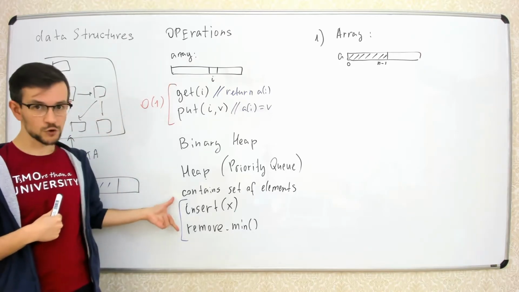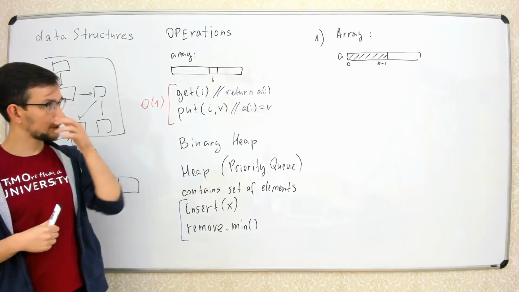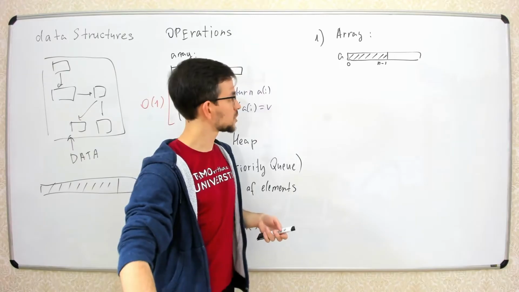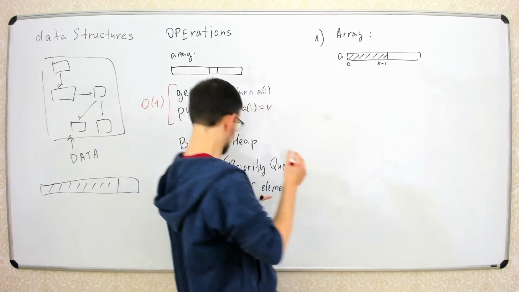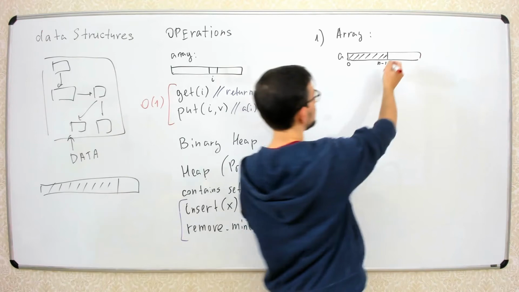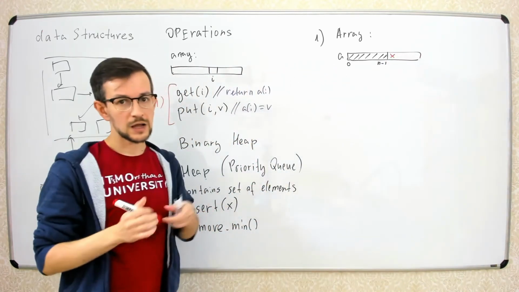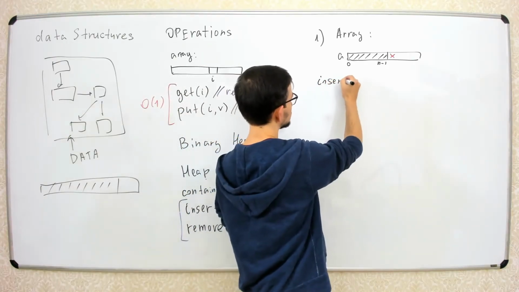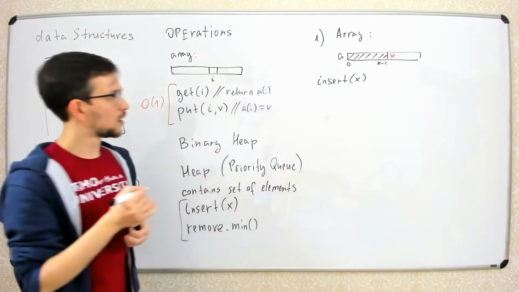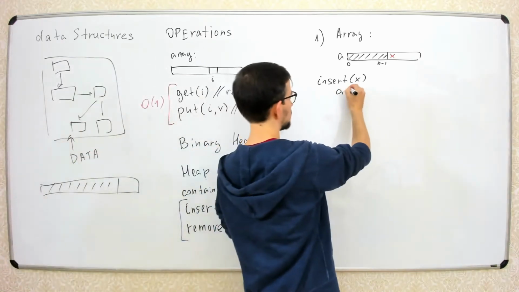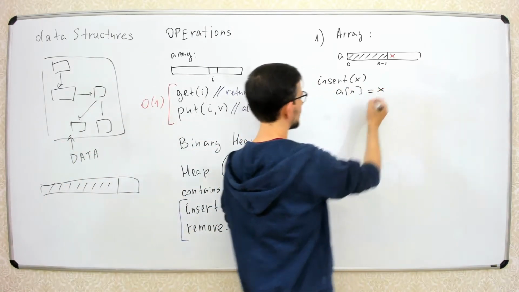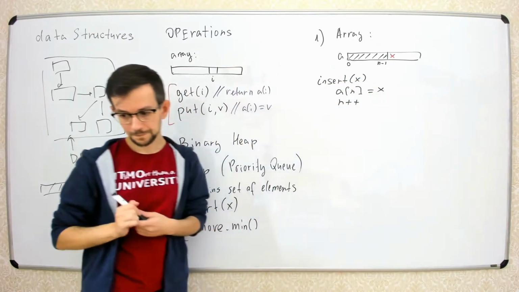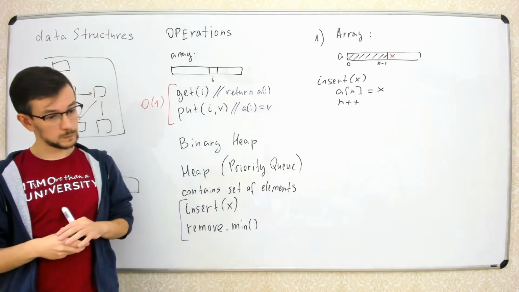Now let's implement these two operations. The first operation is insert an element. We need to insert a new element into our array. Easiest way to do this is just insert it in the last position. So we will get this element x, put it into position n, and then increment the size of the array. Cool.